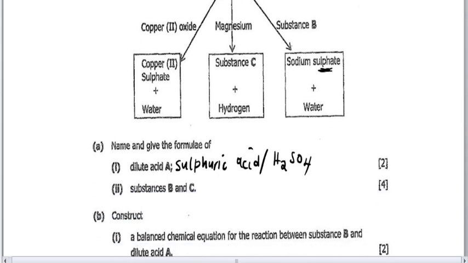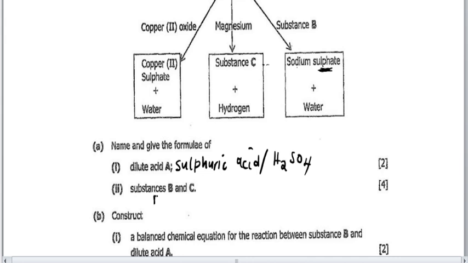Substances B and C. Okay, so we need to name substances B and C. So that is substance B, then we have C here. We are going to start with B. So where is the sodium coming from? An acid is reacting with a base to give sodium sulfate, which is a salt, and there is water. So the sodium is coming from the base, which is sodium hydroxide.